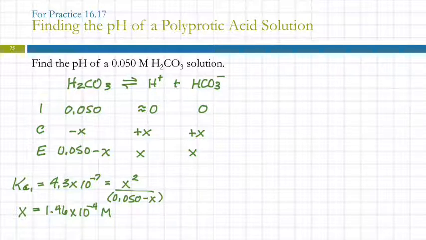So that is the concentration of hydrogen ion, right? Let's look at the contribution from the second proton. We would do that by looking at HCO3 minus and see how that acts as an acid.